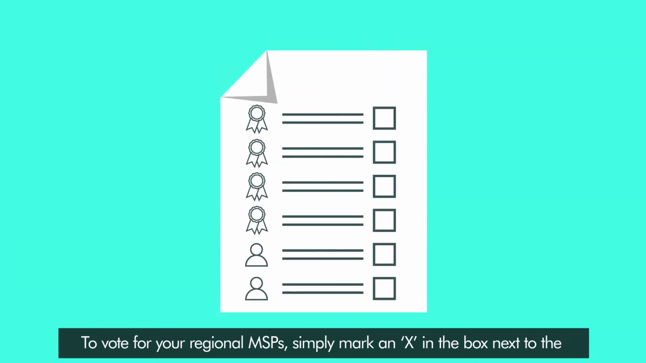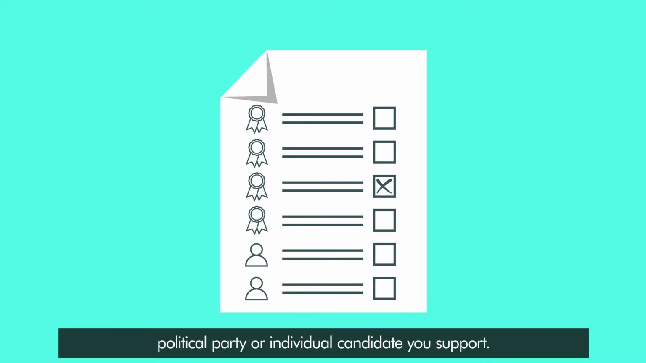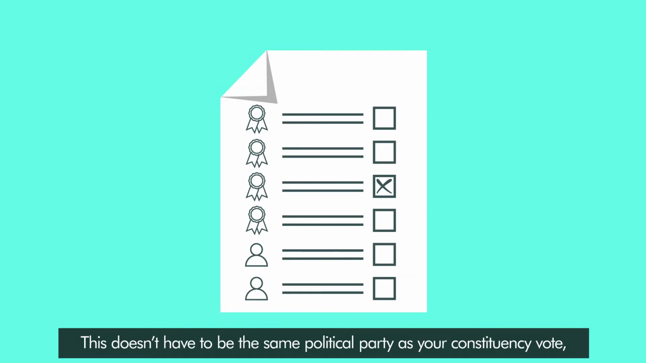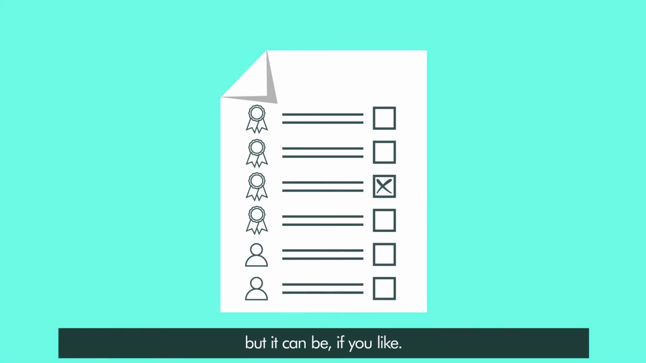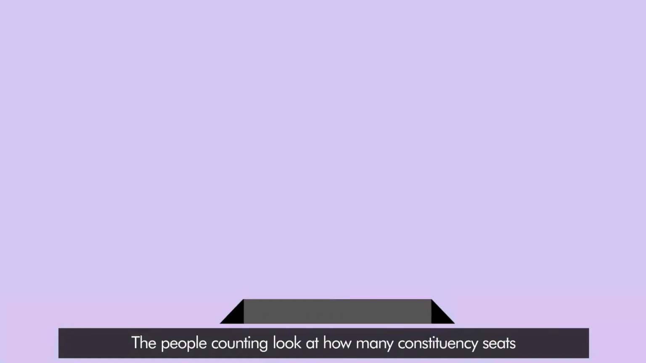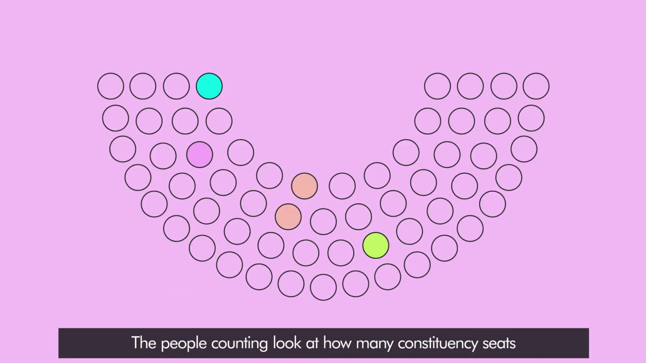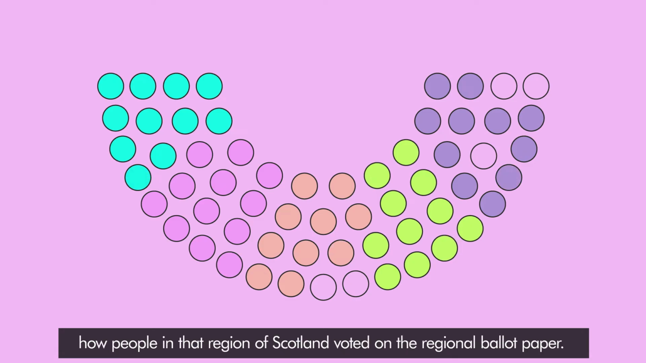To vote for your regional MSPs, simply mark an X in the box next to the political party or individual candidate you support. This doesn't have to be the same political party as your constituency vote, but it can be if you like. The regional ballot papers are then counted. The people counting look at how many constituency seats a party won in that region. They then add additional members from the political party lists or individual candidates so that the share of seats gained by each party roughly matches how people in that region of Scotland voted on the regional ballot paper.